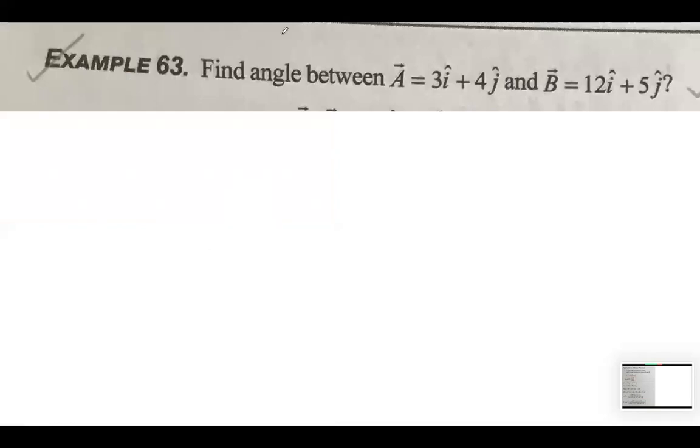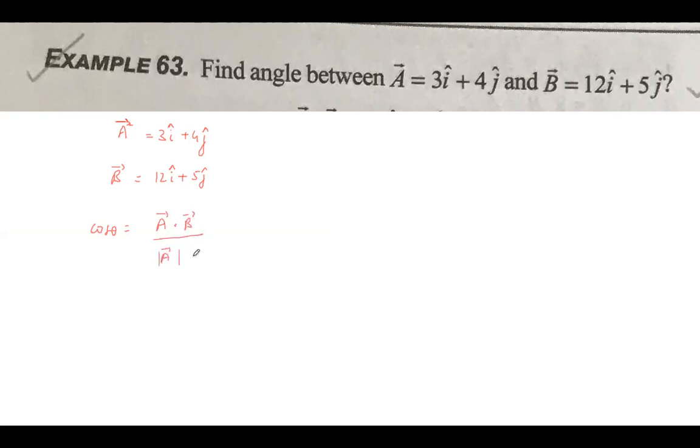For example, in application of this, we have to find the angle between 3i plus 4j and another vector. So let's say we have a vector A which is equal to 3i plus 4j. We have another vector B, which is equal to 12i plus 5j. So we have to find the angle between A and B. So cos theta is equal to vector A dot B by magnitude of A into magnitude of B.